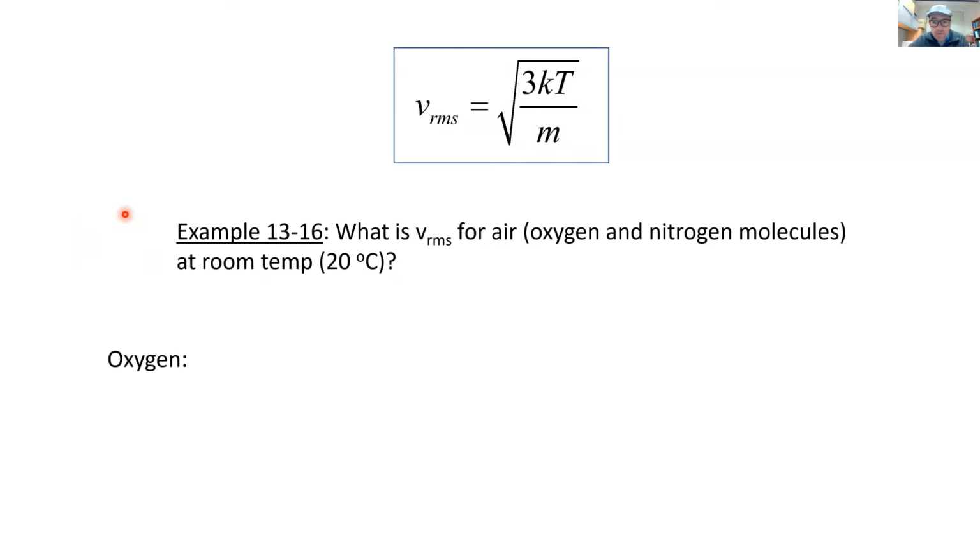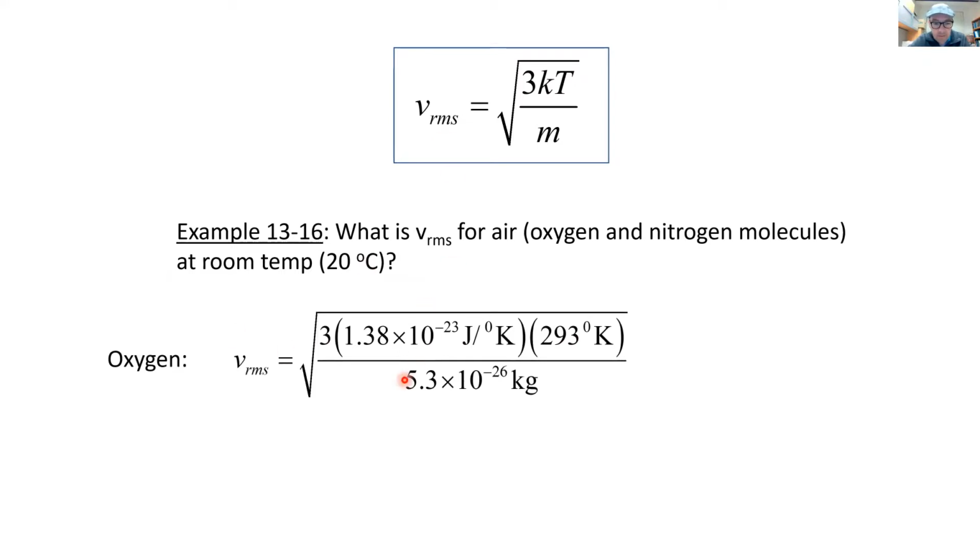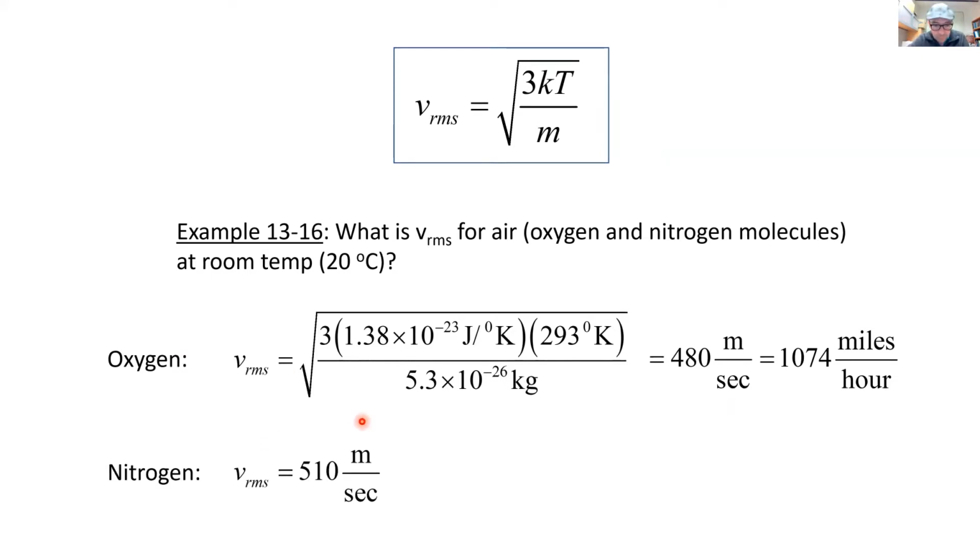Well, we just look up the mass of, say, an oxygen molecule, and plug it in. So we have 3, there's the Boltzmann constant, the temperature, and here's the mass of an oxygen molecule. We get 480 meters per second, which in miles per hour, if you have a more intuitive understanding of that, is like 1,074 miles per hour. So these molecules are really zipping along fast. For nitrogen, just look up that mass and plug it in, get 510 meters per second, or 1,141 miles per hour. They're moving really quickly.